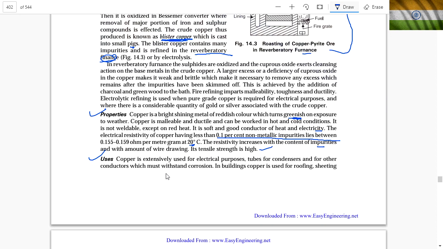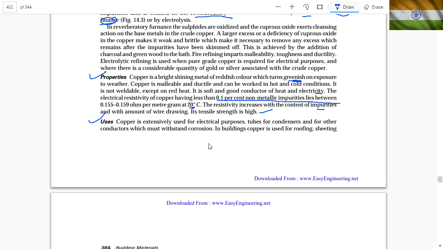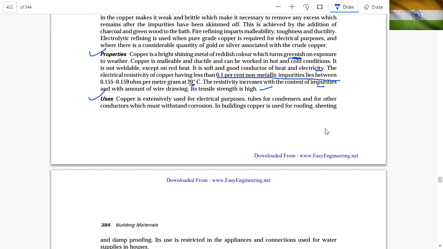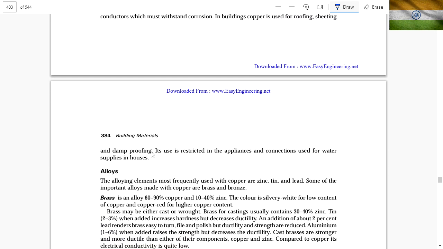Now, use of copper. Copper is extensively used for electric purposes, tubes for condensers. If you see the refrigerator and the AC pipelines, these are made with copper. Even we are using it in electric wire. In buildings, copper is used for roofing, sheeting, and damp proofing.